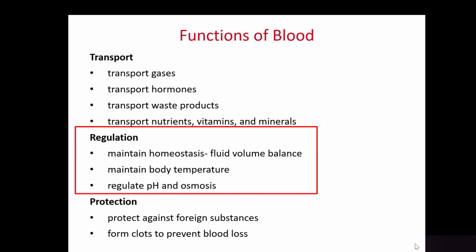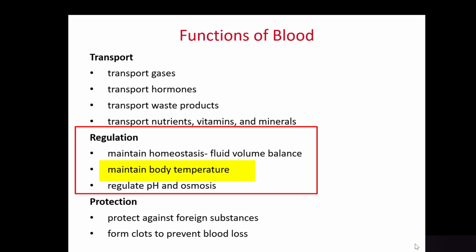Regulation functions of the blood include maintaining adequate fluid volume in the circulatory system. This is an act of homeostasis, and this allows the body to maintain adequate cardiac output. This allows for adequate circulation and efficient blood supply to all parts of the body.